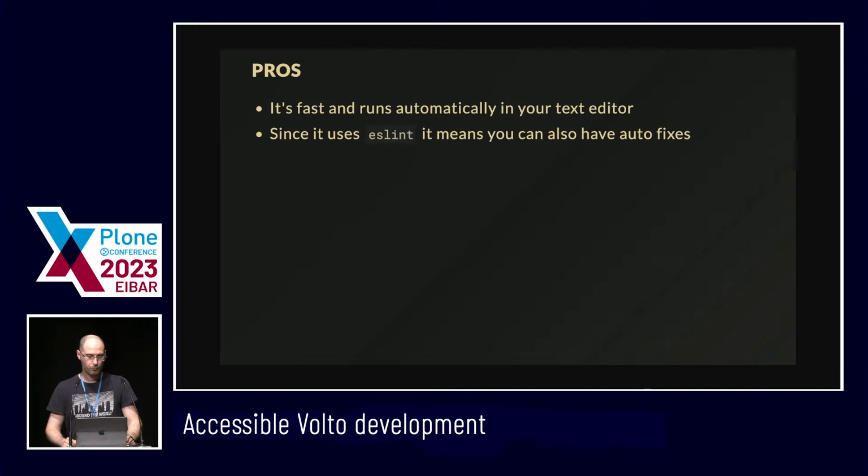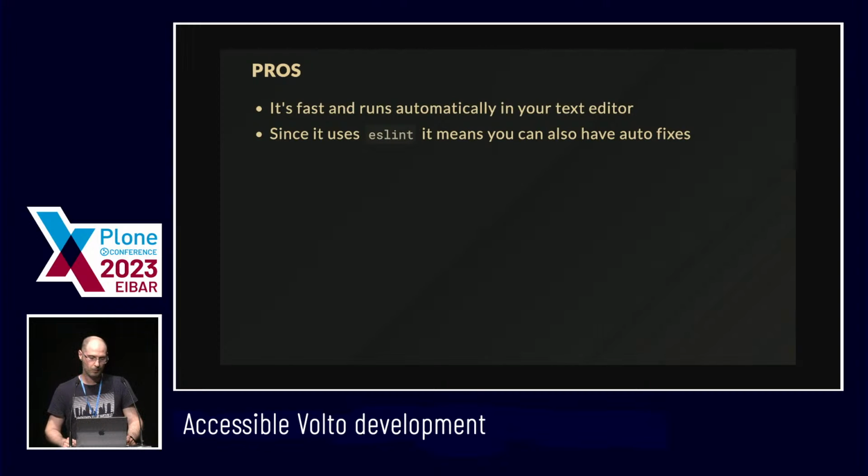This is one of the pros of the linting plugin. It's fast and it runs automatically in your text editor. You don't even need to commit and push. It's already there as you work. And since it uses ESLint, which is known for having auto-fixing, that means that you can also have certain auto-fixes of accessibility issues.